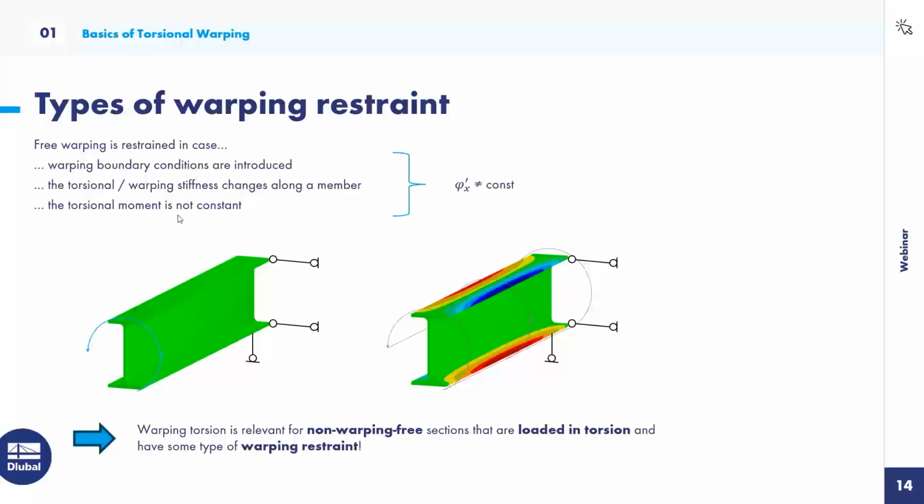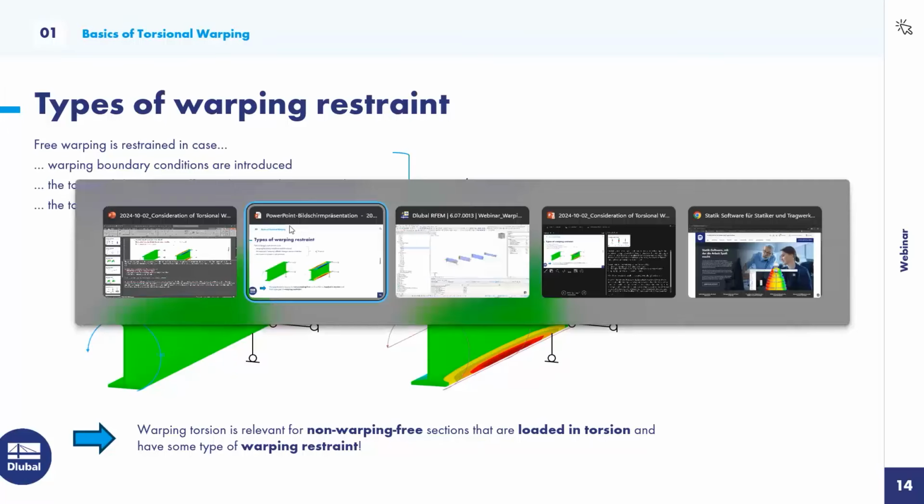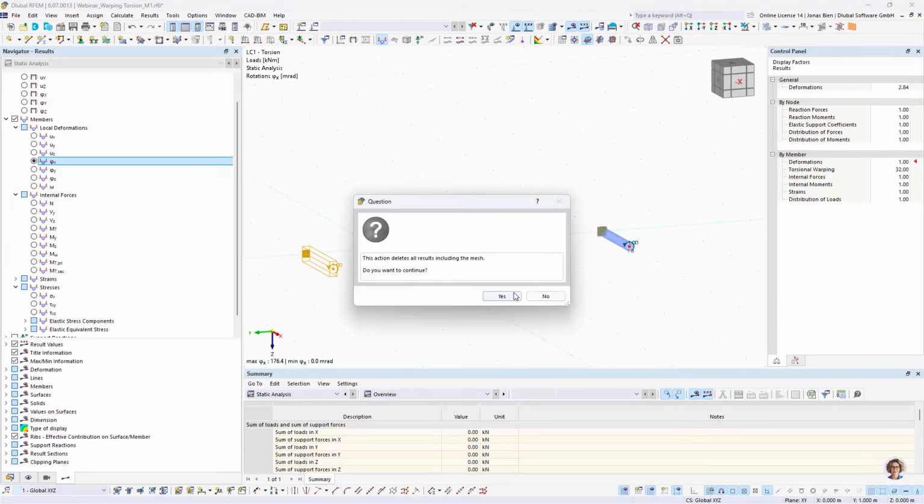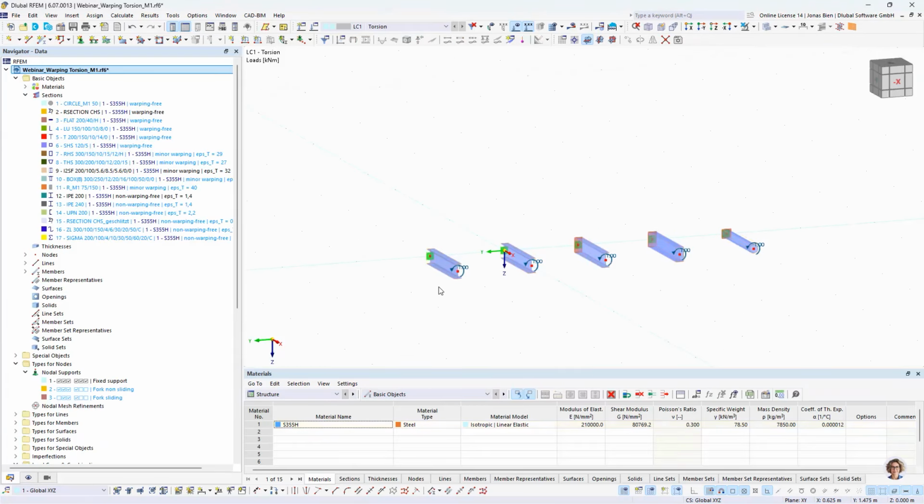And what they have in common is that all of them lead to a situation where we have a non-constant twist over the beam length. And let's actually check this out. Let's try out how these other two additional types of warping affect the results. So let's go back to the model, to RFEM, and add some additional cases.